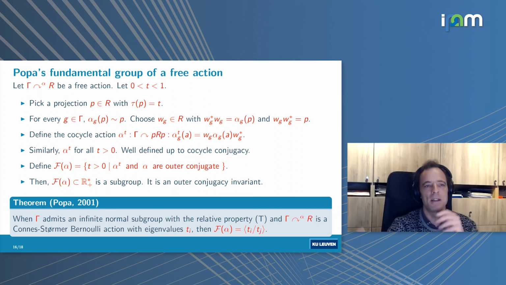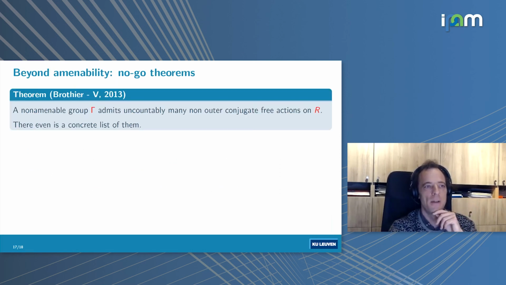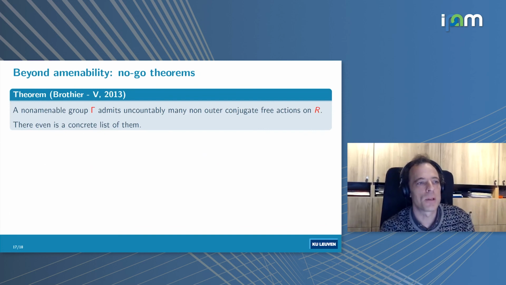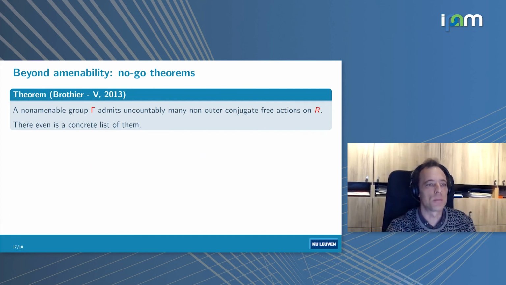Of course, in the 20 years that came after, there have been many deformation rigidity results, and his methods have been applied in wide contexts. And for instance, in a paper that I wrote with, who was then my postdoc, Arnaud Brothier, there is a very concrete list, even for any non-amenable group, of uncountably many non-outer conjugate actions of the hyperfinite II_1 factor. And I will give you the list.